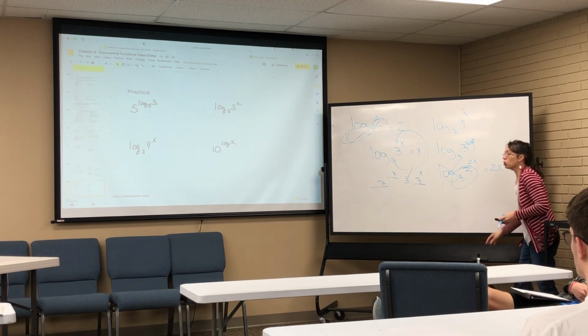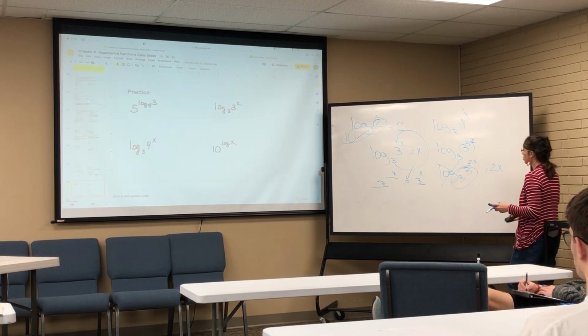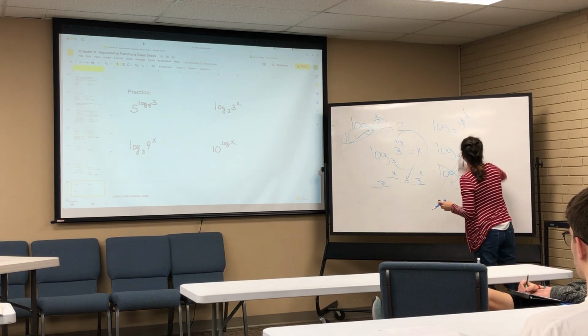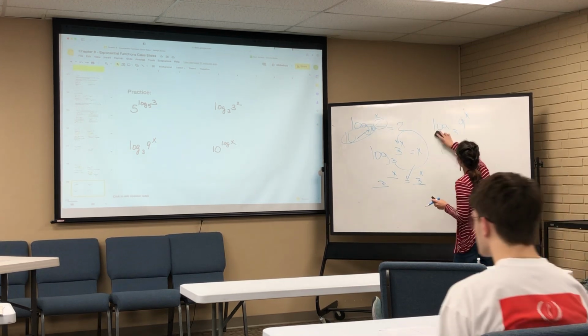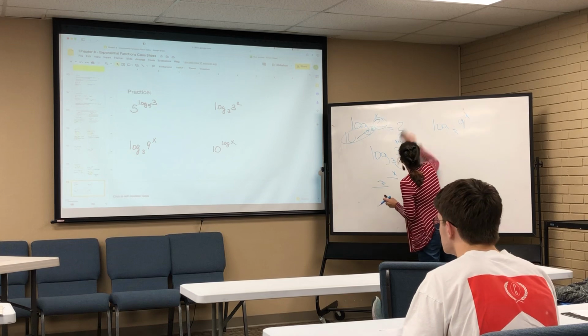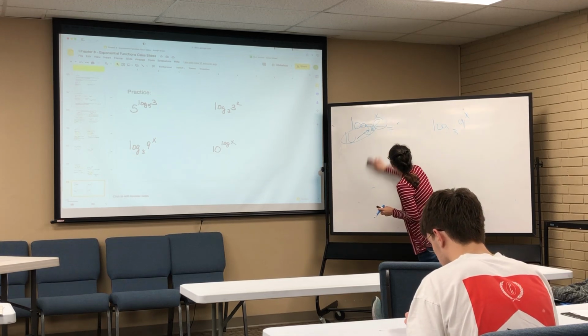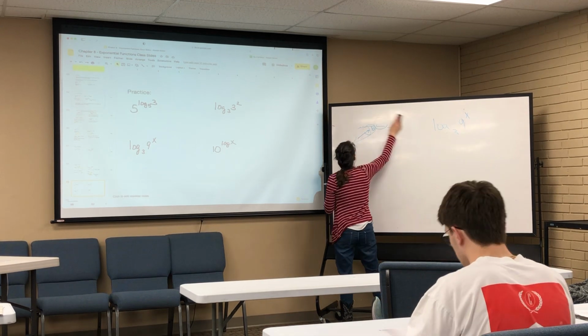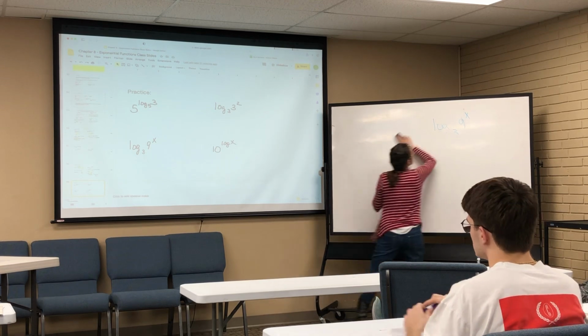Okay, so practice with these. You can practice on a sheet of paper. You can practice on your board. See if we can begin to identify how to simplify these logs with exponents.